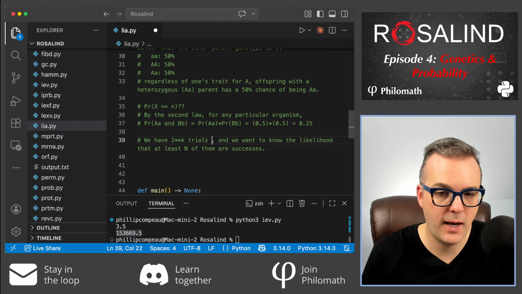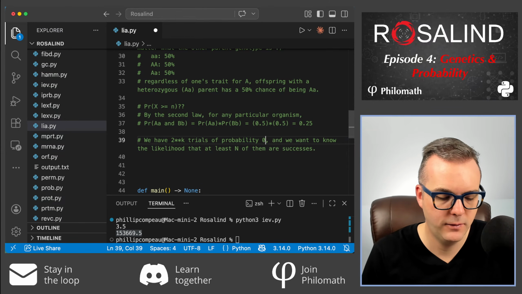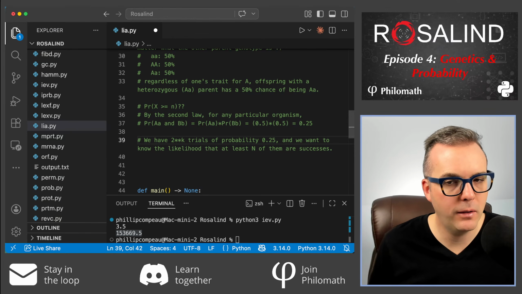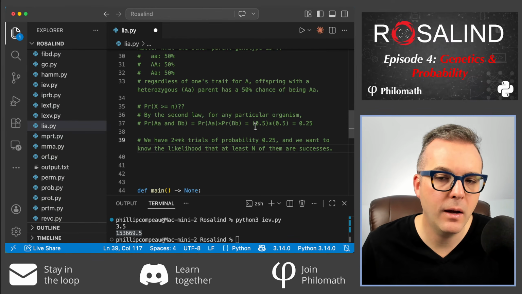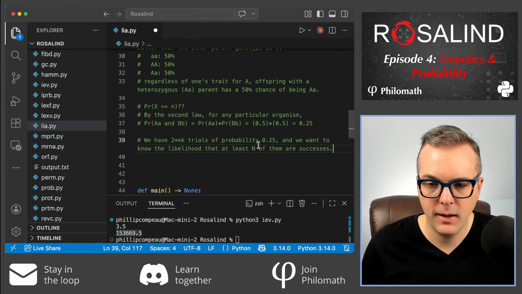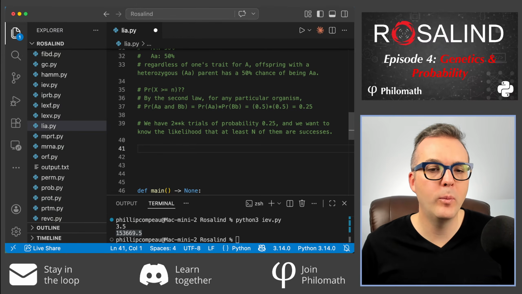And each of those trials has a certain probability, right? 0.25. So once I know that value, I'm going to say, well, if only we had a way of computing this. And the fortunate thing here is that we do. This is called a binomial distribution.